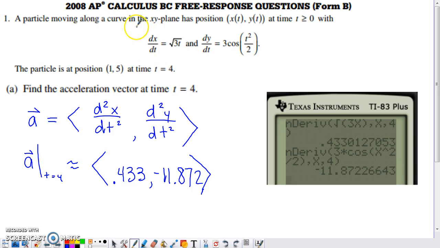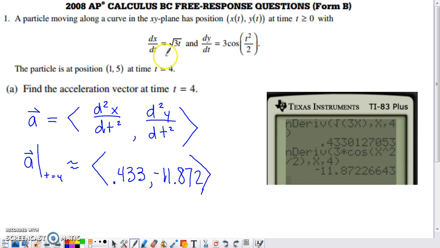But we've got a particle moving along a curve in the xy plane. The curve is defined parametrically by x of t and y of t. So the x component of position is given by some function of t. The y component of position is given by some function of t. And those functions hold for t's that are positive.